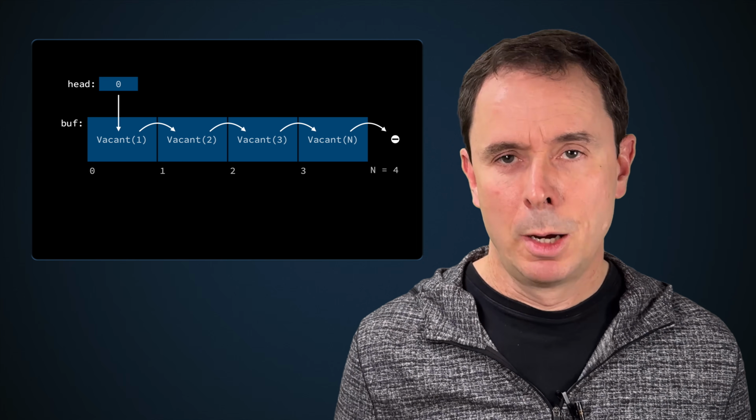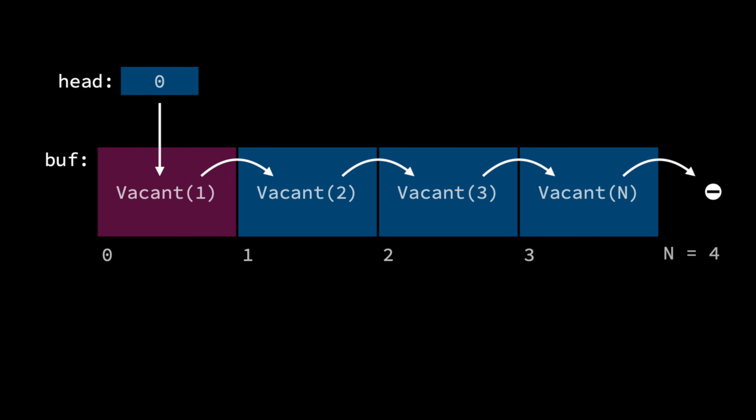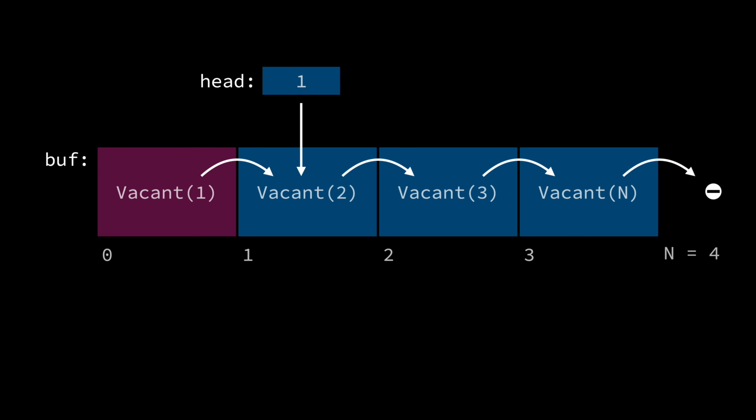Okay, let's insert an item. Head is 0, so that's where we put it. We're going to take entry 0 off the head of the vacant list. Right now, entry 0 says the next vacant entry is at index 1, so we update head to point to that. Then we change the entry from vacant to occupied, so now it contains an item of type T. The caller of the insert method gets back index 0, so they can access this item.